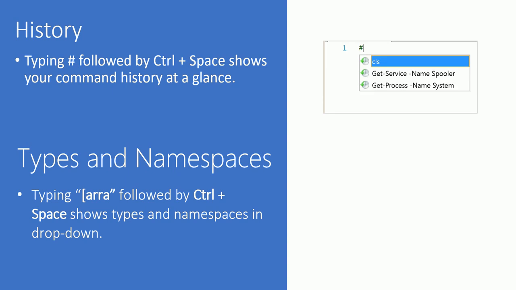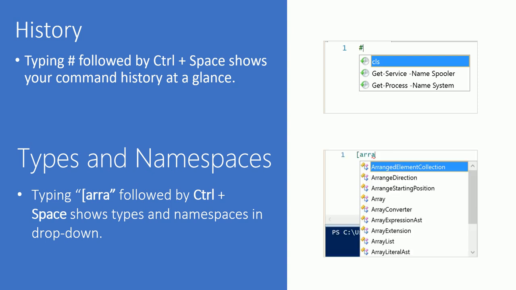If you type the hash, it will give you the option of the history of your commands, and you can use the arrow and type the number, and you will get the command. I will show you in the coming video practically. ISE code snippet.